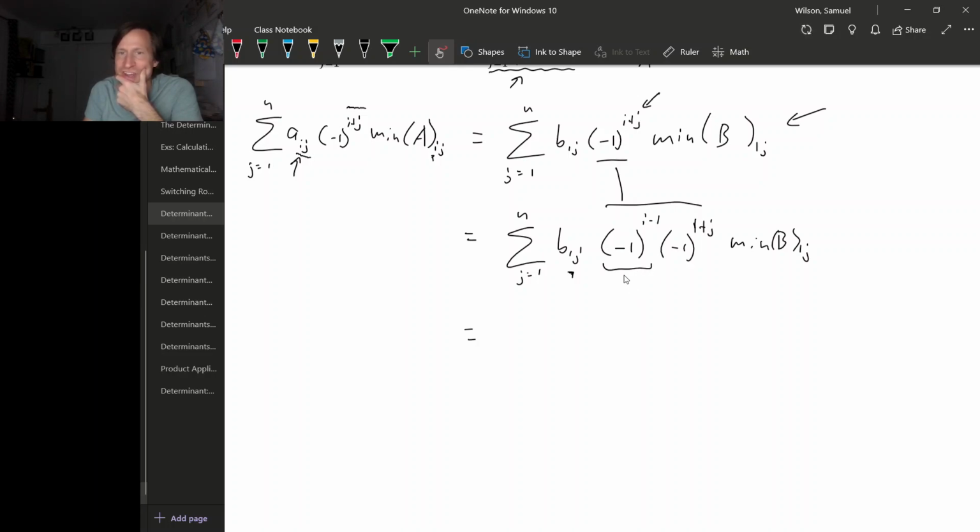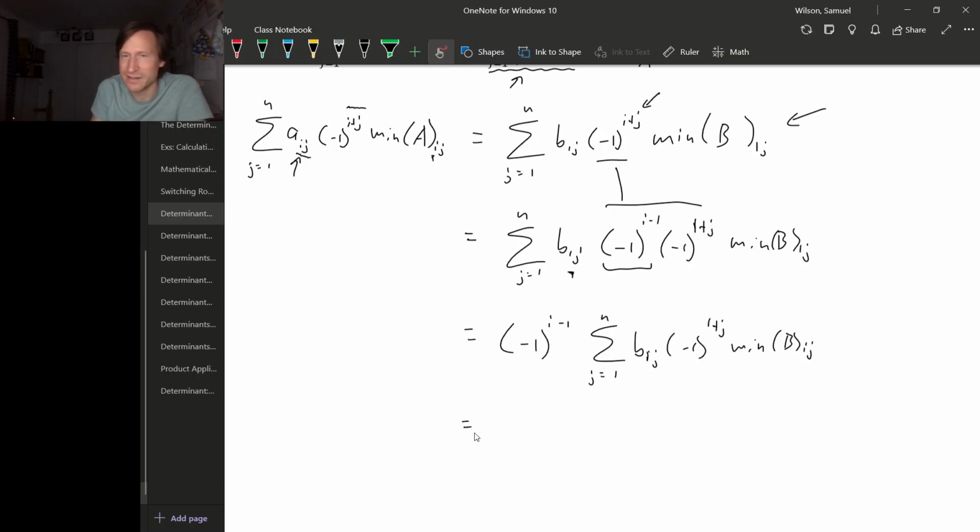Now this -1 to the i minus j, that doesn't have, -1 to the i minus 1, that doesn't have a j in it. So we can factor it outside of our sum like this: -1 to the i minus 1 times the sum from j equals 1 to n of b1j times -1 to the 1 plus j times the minor of b in the ij position. And this is -1 to the i minus 1 times the determinant of b.